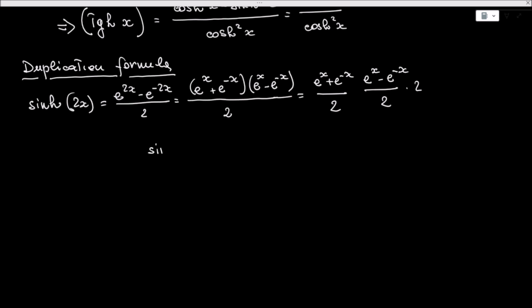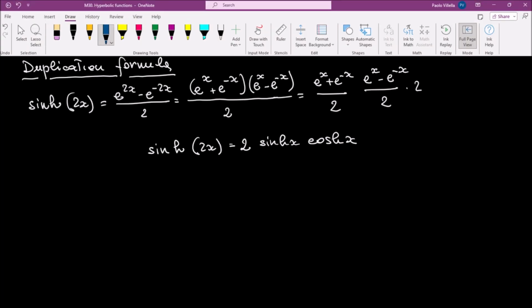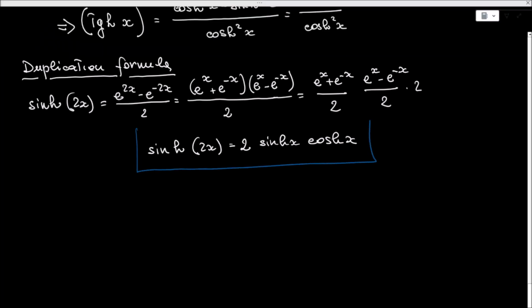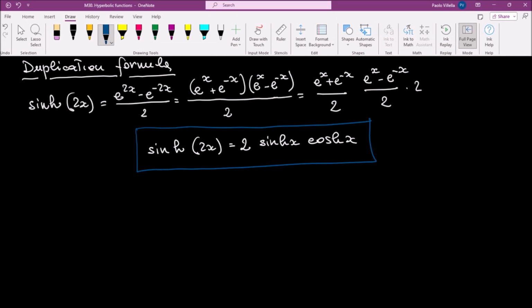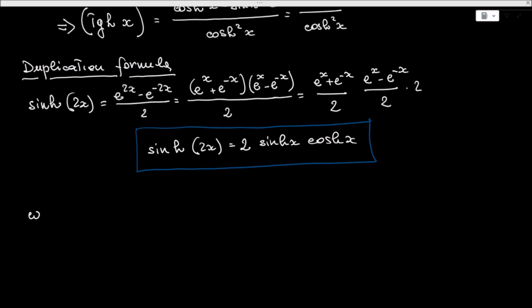So what we get finally is that the hyperbolic sine of 2x is equal to 2 times the hyperbolic sine of x times the hyperbolic cosine of x, which is exactly the analogous for the hyperbolic function of the duplication formula for the trigonometric function. Let's see if we find a similar expression also for the hyperbolic cosine of 2x.